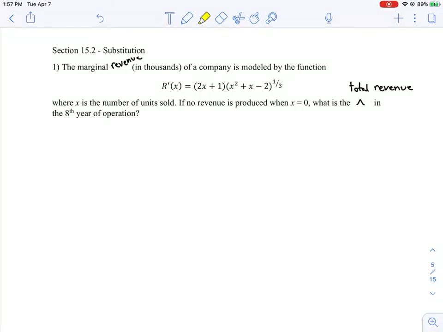All right, class, in this video, I'll be doing example 1 from section 15.2. And it states, the marginal revenue in thousands of a company is modeled by the function R prime of x, where x is the number of units sold. If no revenue is produced when x is equal to 0, what is the total revenue in the 8th year of operation?